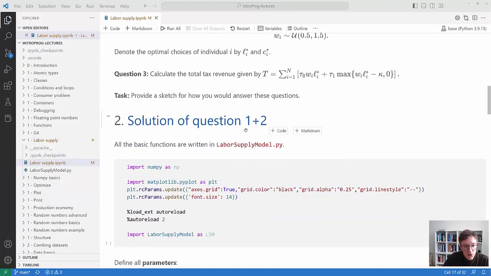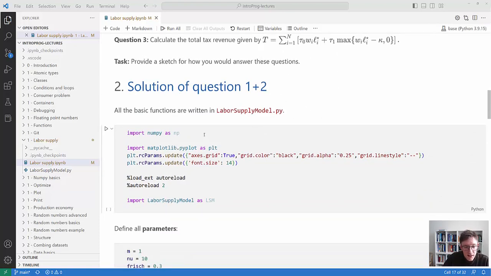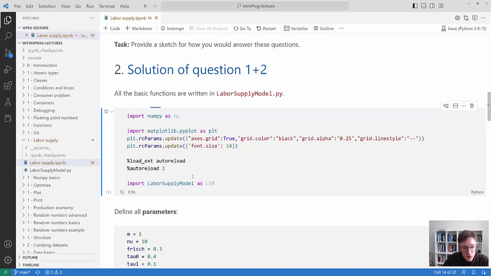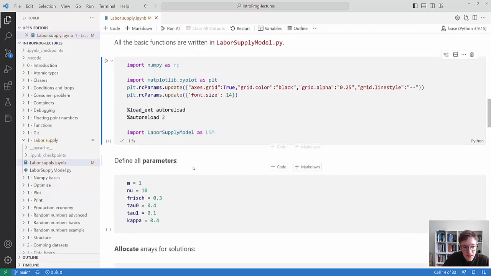The solutions are in this notebook, and then they are in this labor_supply_model.py file, which will contain some functions that we will be loading. We will return to that in a minute. You can see that the file is over here in the editor, so it's readily available. I import NumPy and I import matplotlib with some settings, and I use the autoreload magic before I import the labor supply model as LSM, because then if I make changes, they're updated when I run the notebook. So let's run this, and that's now done.